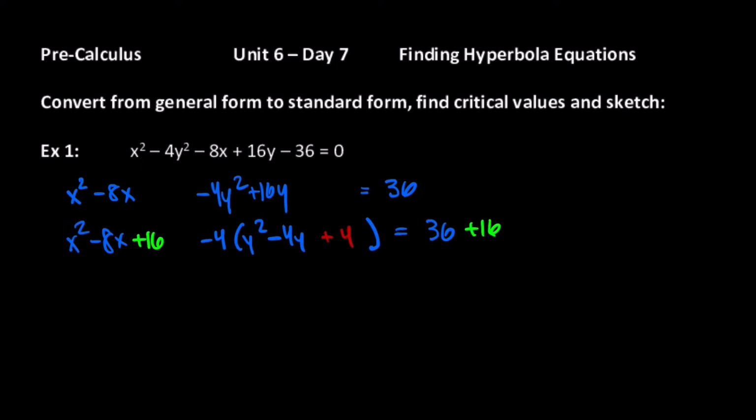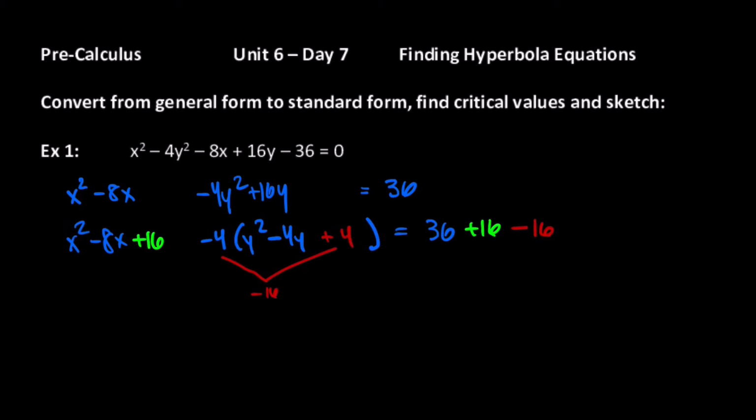I'm not adding 4, and I'm not adding 16. I am subtracting 16. So to keep it balanced on this side, I need to subtract 16. And that's why hyperbolas are tricky, because we always have that negative we need to deal with.